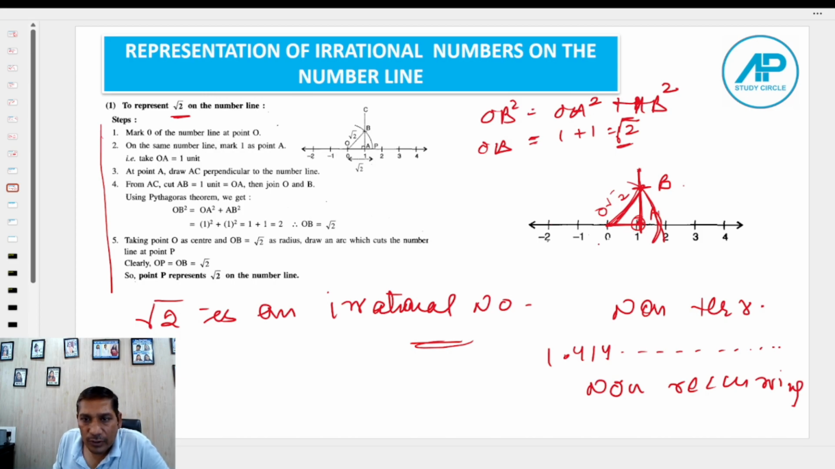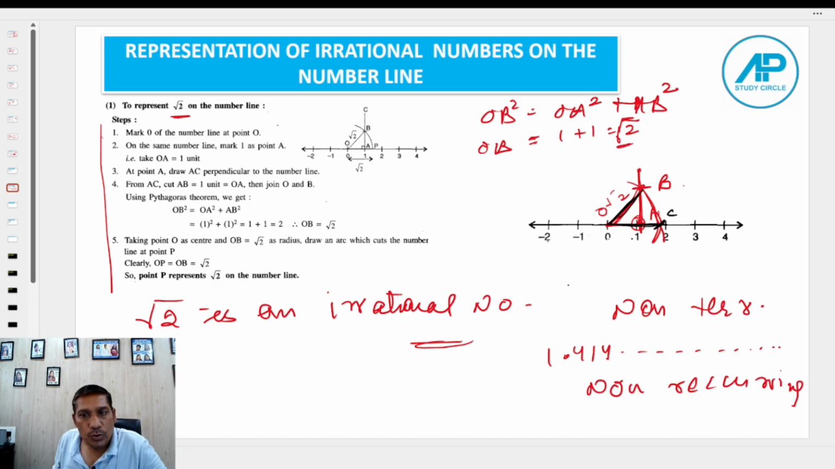Understand the point very carefully. Now, because the length of OB is √2, O is the center of this arc. So from O to here, the portion you get, if you mark this point as C, the length from O to C is in fact equal to OB.